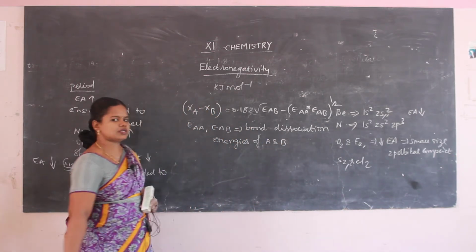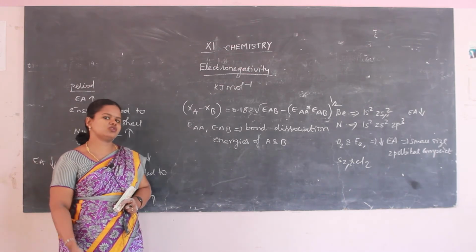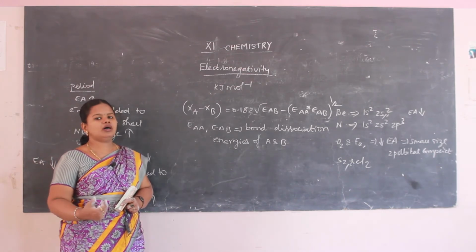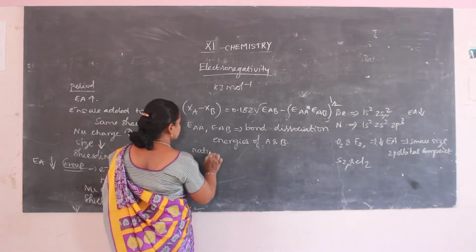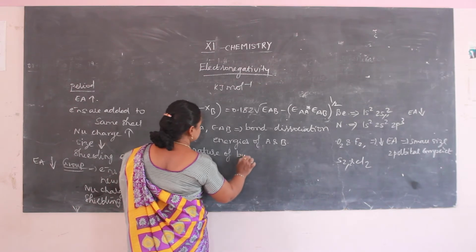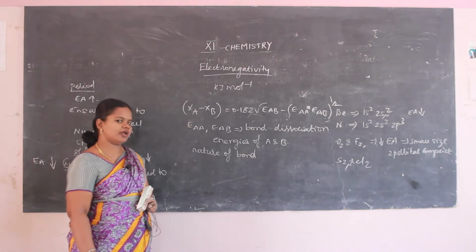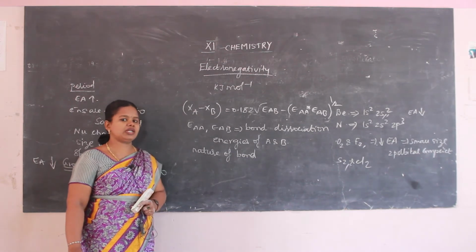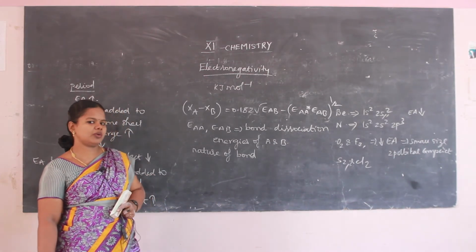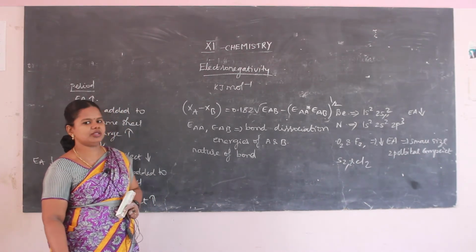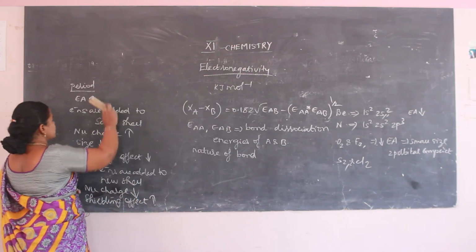And these electronegativity values are useful in determining the nature of bond. Whether it is covalent or ionic or a coordinate bond, that can be determined using these electronegativity values, which you might have studied in 10th standard.